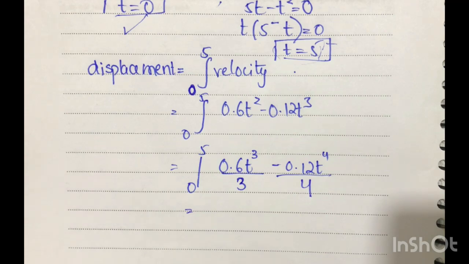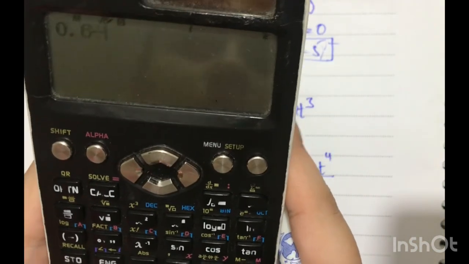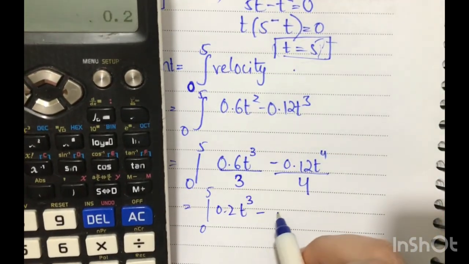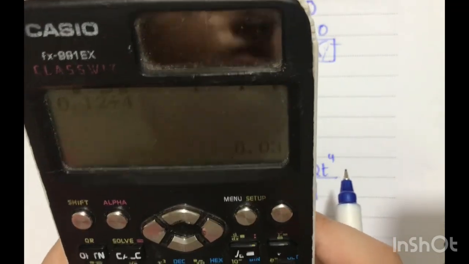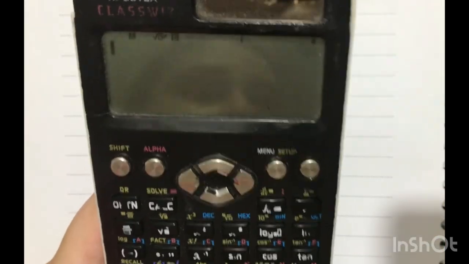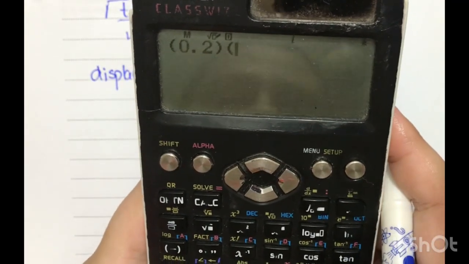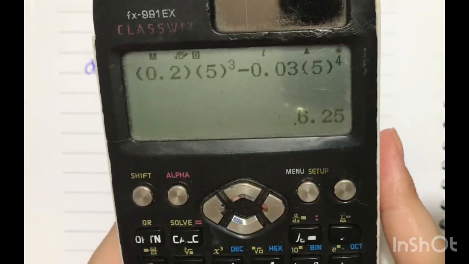So this will become 0.2 t cubed minus 0.03 t raised to power 4. And now when we plug in the values of 5 and 0, we will come up with 6.25.